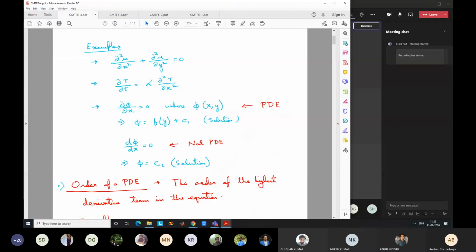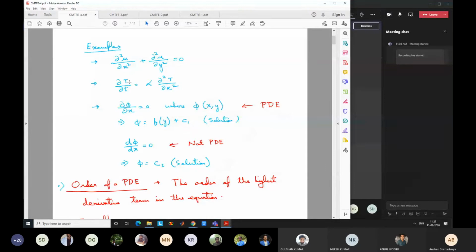Let us take the first equation, the Laplace equation. What is the highest derivative? For the first term, the highest derivative is the second derivative of u. Similarly, this is also a second derivative. So this is a second order equation, and we will call it a second order PDE. In this equation, the first term is a first order derivative, but the second term is a second order derivative. So the highest order derivative is second order, and this is also a second order PDE. This other equation is a first order PDE because the highest order derivative is only a first derivative.